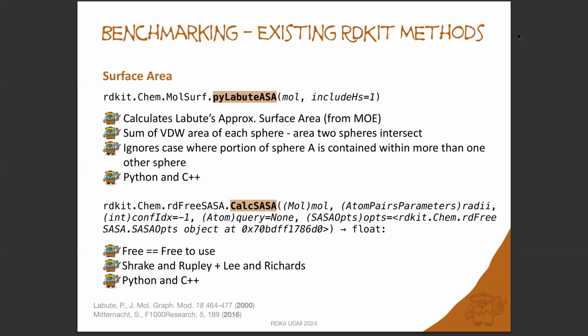And then the slightly more recent FreeSASA, the free solvent accessible surface area, where, because this took me ages to figure out, free simply means that it is free to use, which contains implementations of both the Shrake and Rupley and Lee and Richards algorithms. And again, it is available in both Python and C++.